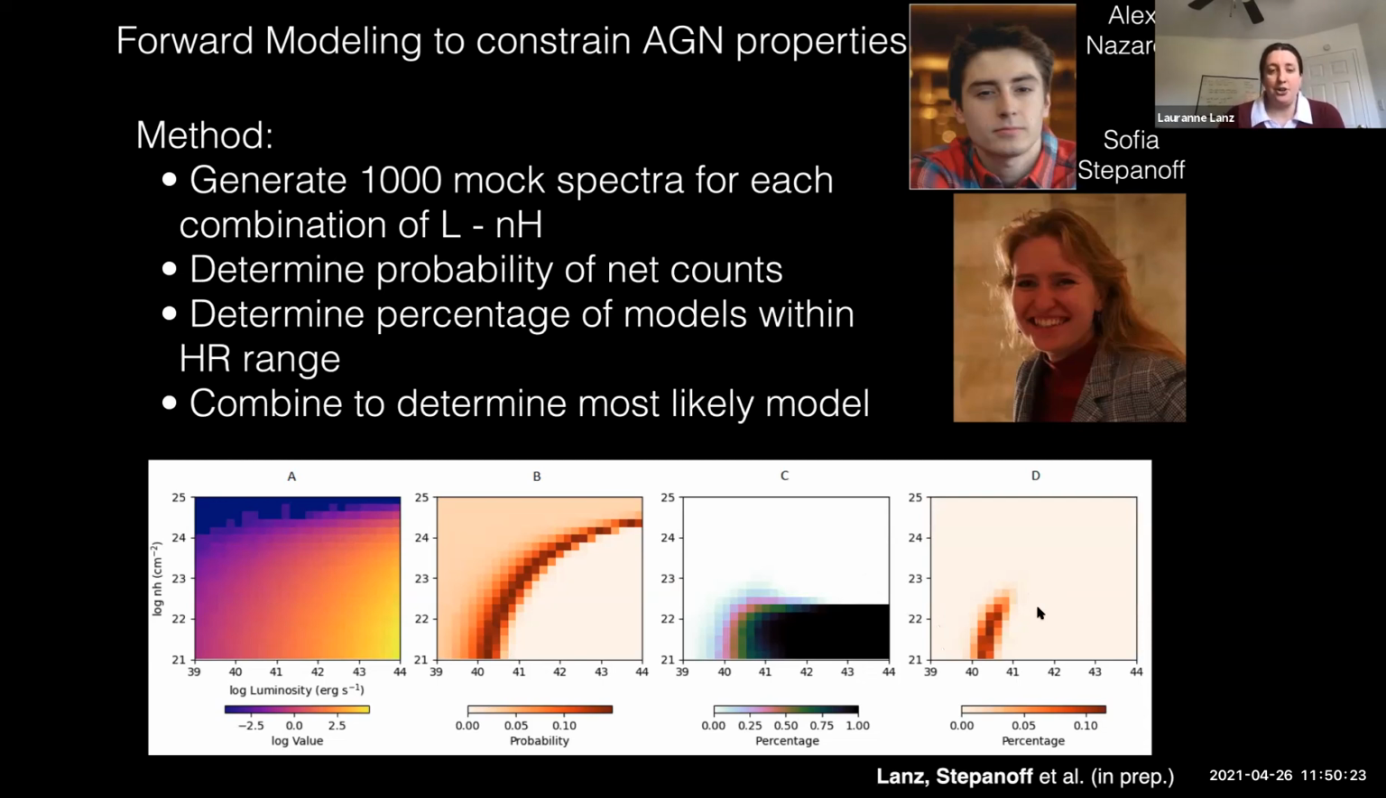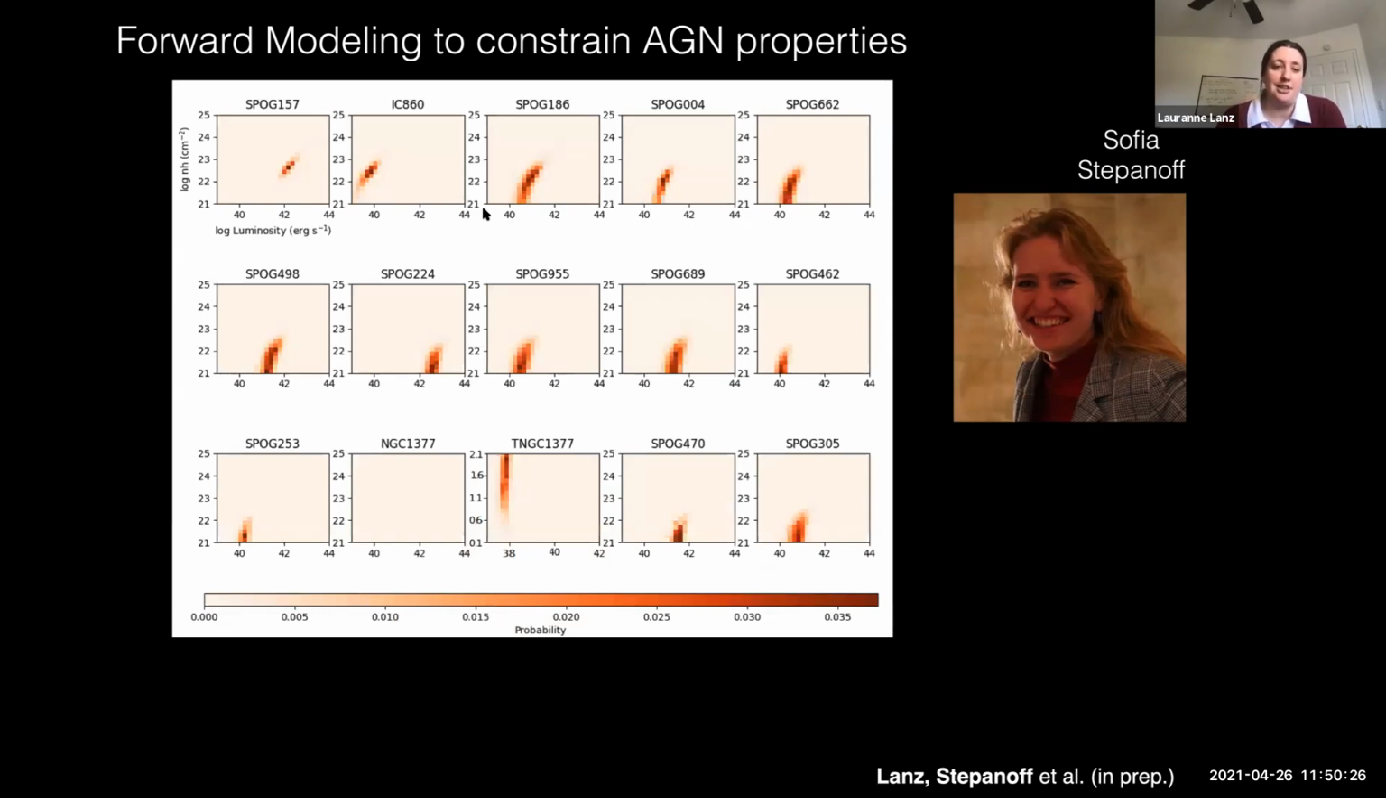Sophia then applied this code to all 12 of those, plus IC 860 and NGC 1377. And what we find is that these galaxies tend to prefer luminosities between 10 to the 40 and 10 to the 42. So not especially luminous, but on the other hand, not all at like 10 to the 39, where it would be practically absent. Most of them seem to prefer some obscuration, but more on the moderate side. 157 is definitely an outlier in that respect. It definitely had harder emission than most of the others in the sample.